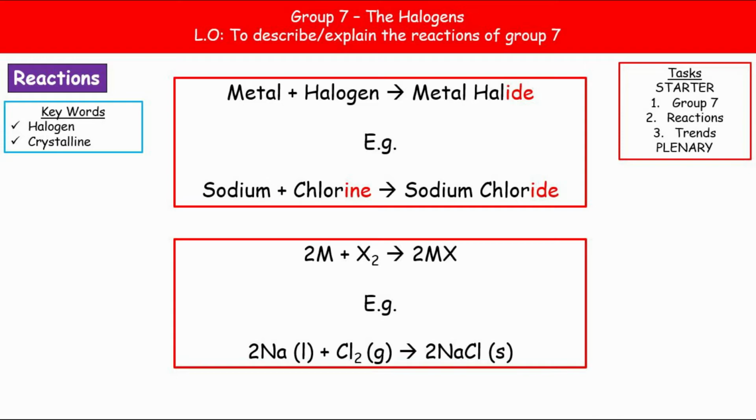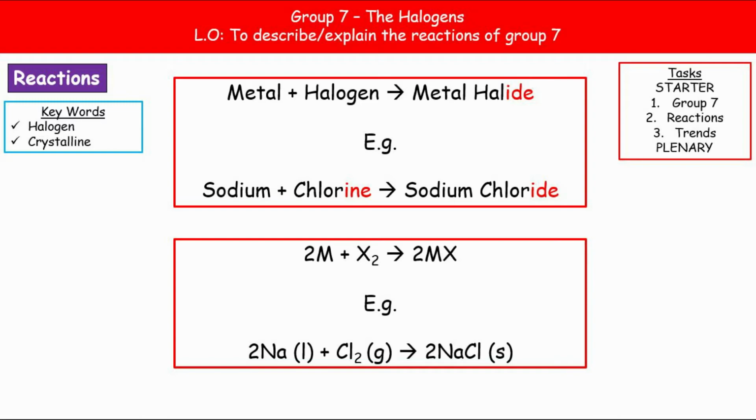When they're in their salt, so when it's joined to the metal, notice how the ending changes to I-D-E. And that's true of any of the halogens joining to a metal. So what we do is we write down the name of the metal, then we write the first part of the halogen name, and then we finish it with I-D-E as opposed to I-N-E. If you wrote sodium plus chlorine makes sodium chlorine, it's wrong, okay? You've got to have it as sodium chloride. So at the top, you've got the general word equation, metal plus halogen makes the metal halide. And then at the bottom, you've got the sodium plus chlorine example.